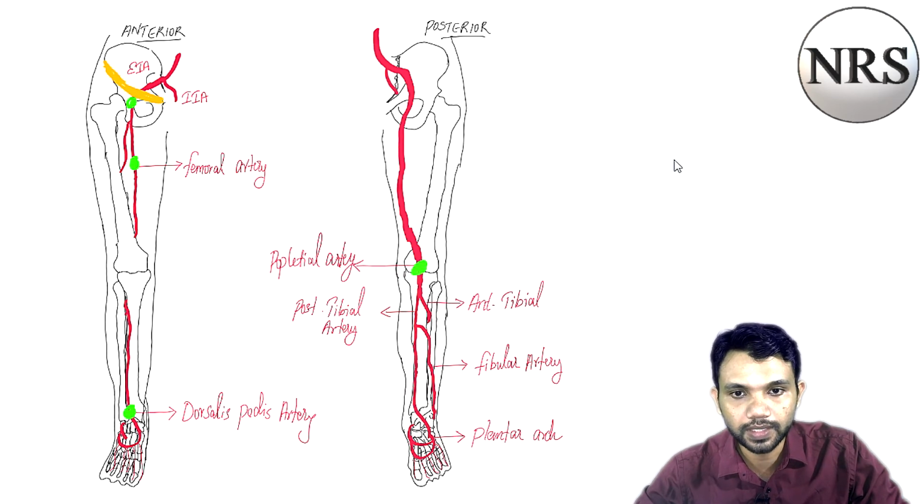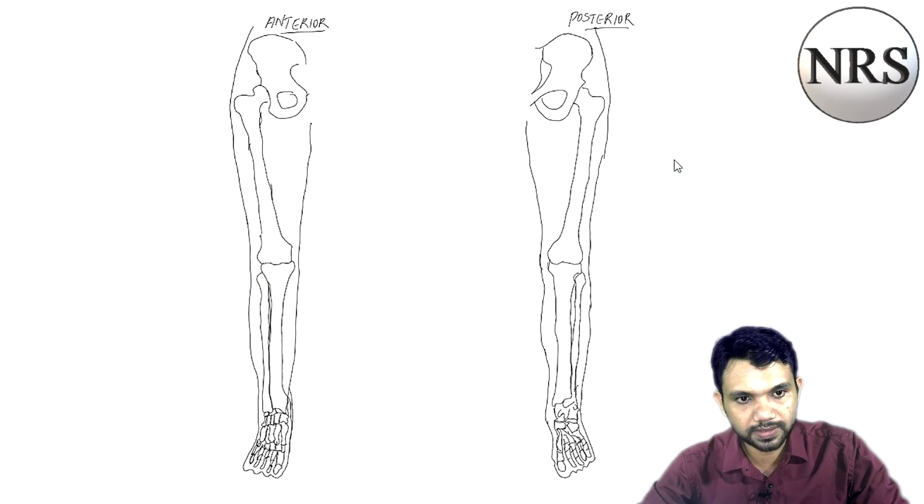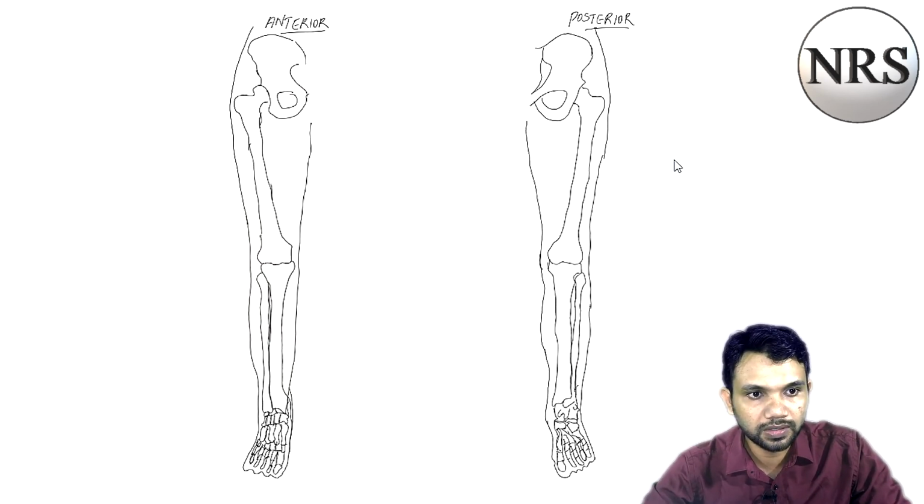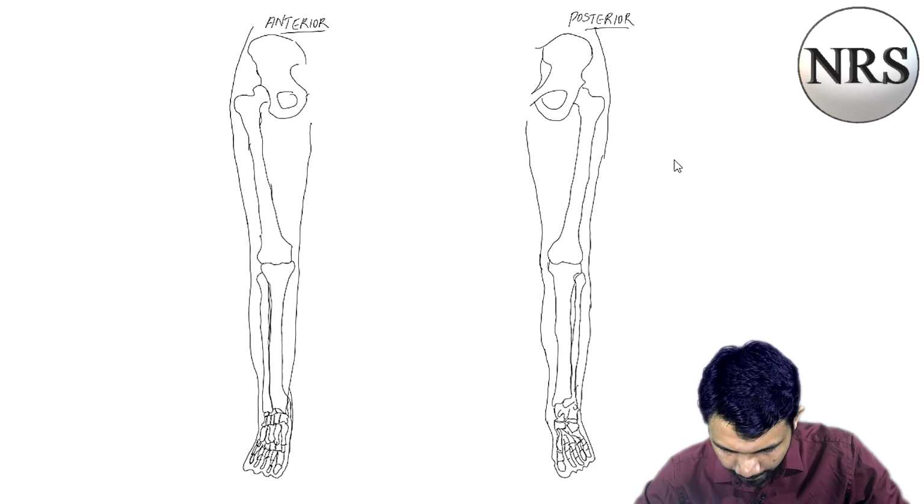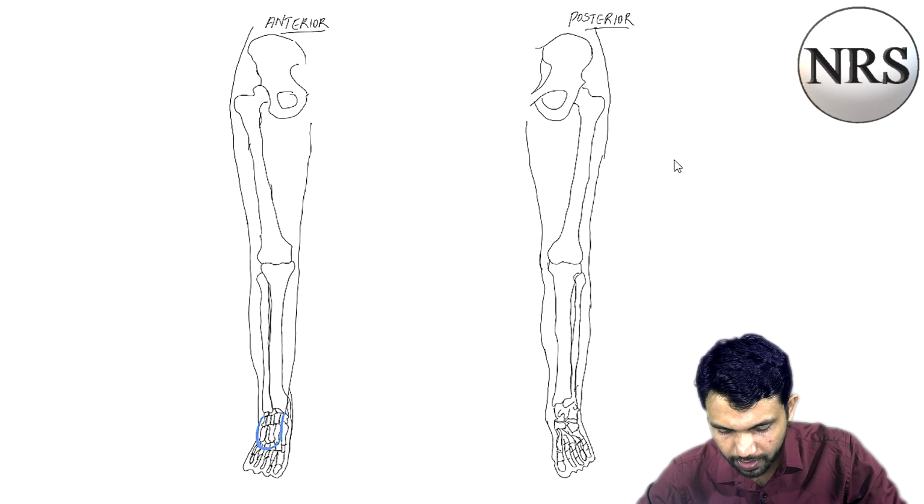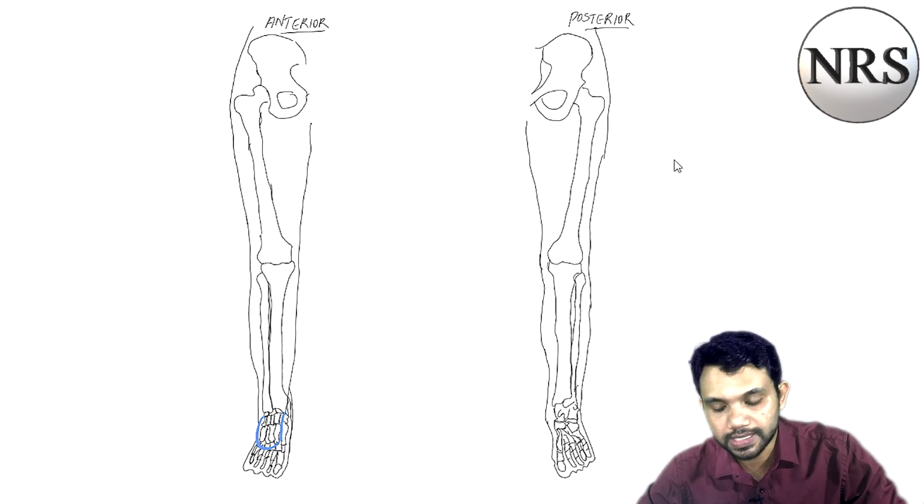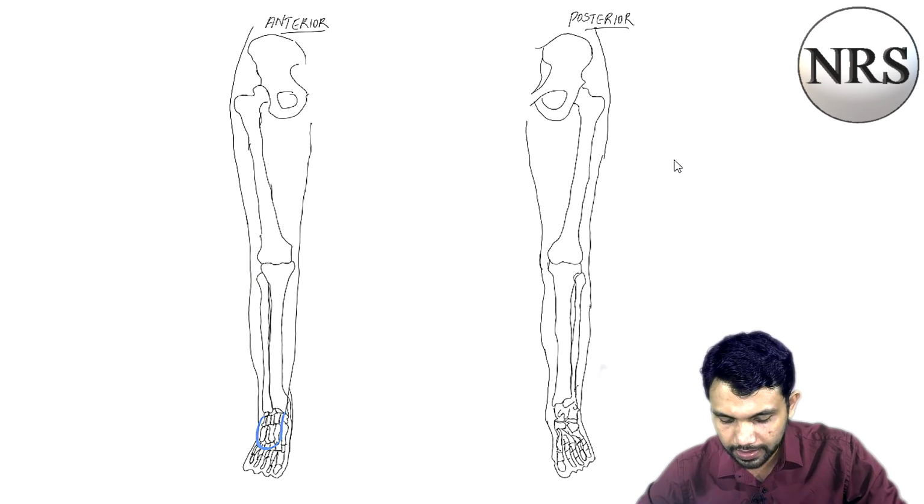We will go to the next page, and here we can see this is the anterior and this is the posterior. We will try to draw these veins now. We will have a dorsal venous arch, just like we had the plantar arch. This dorsal venous arch is mainly contributed to by the great saphenous vein. The dorsal venous arch is formed by the great saphenous vein.